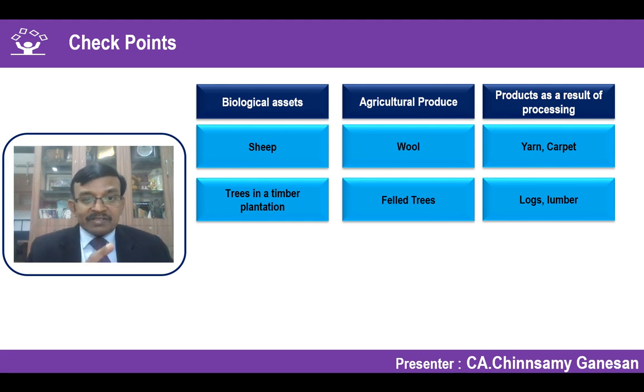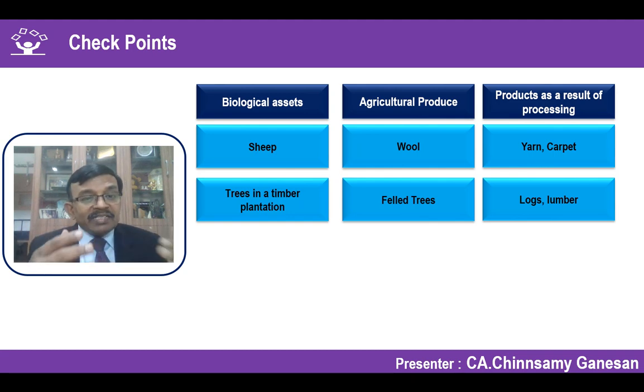Whereas rubber trees, where we are growing the biological asset, are going to give what is the agricultural produce, latex. That latex is processed into rubber sheets, whatever you call. But what happens to the rubber trees?